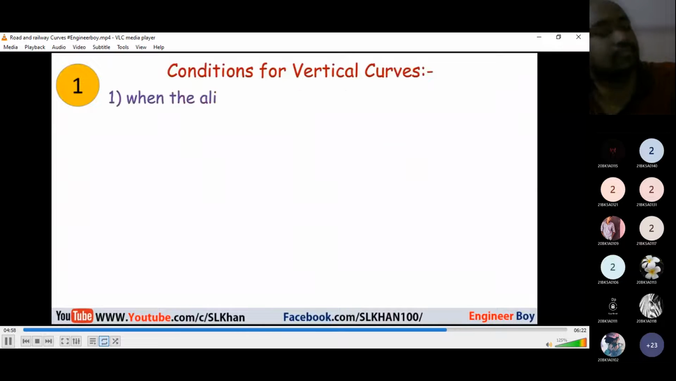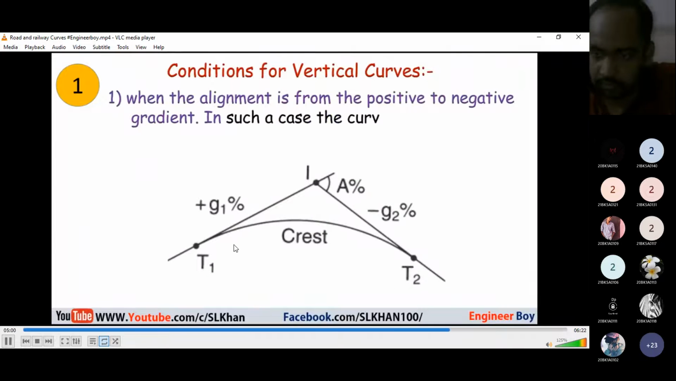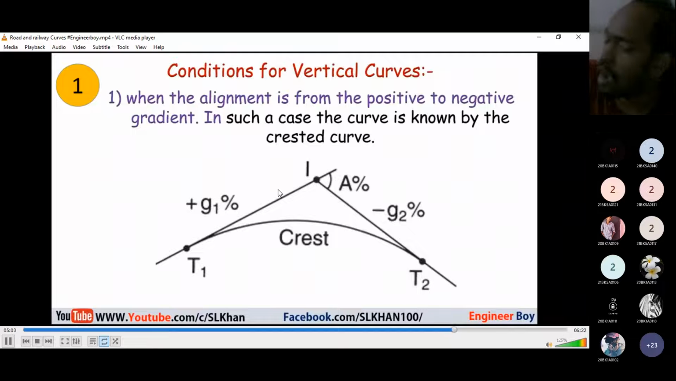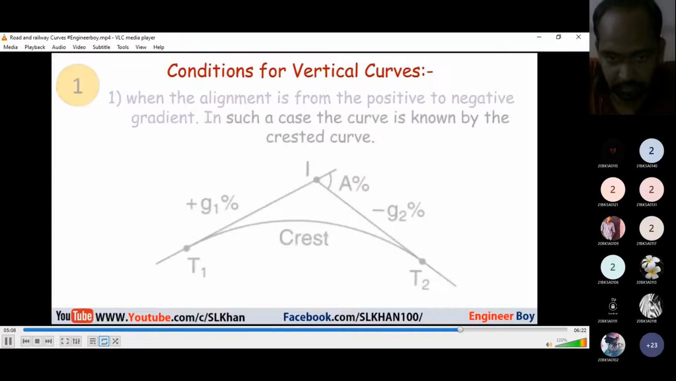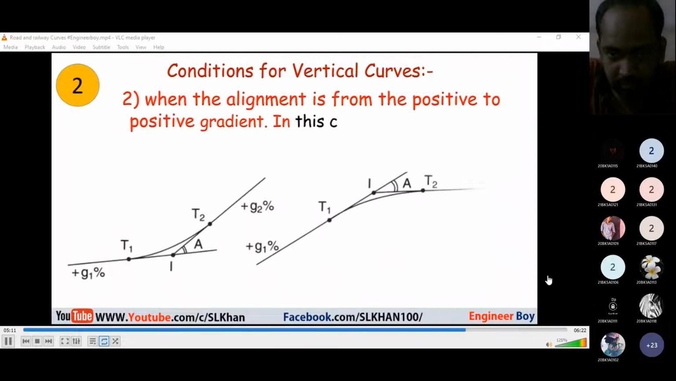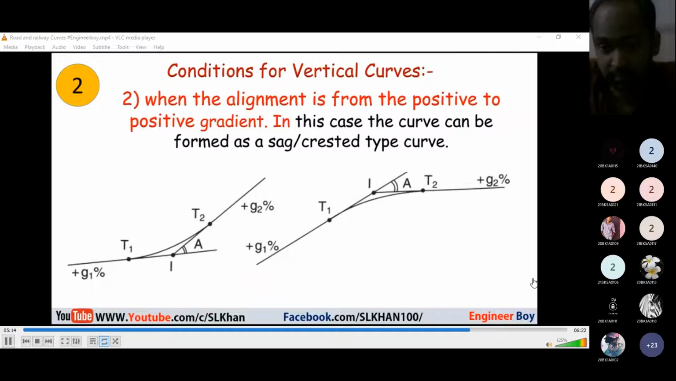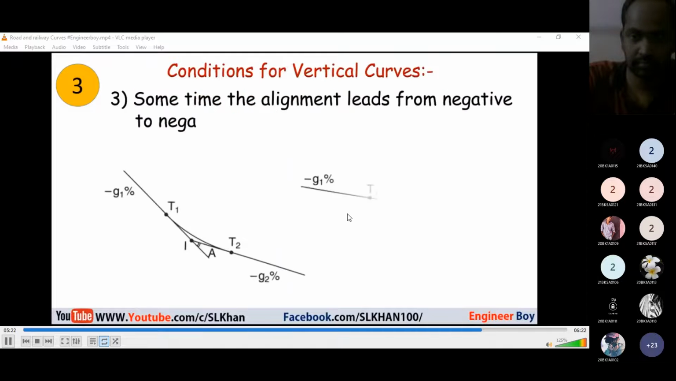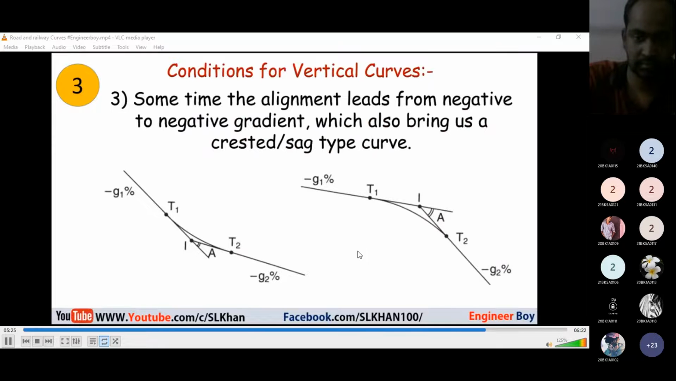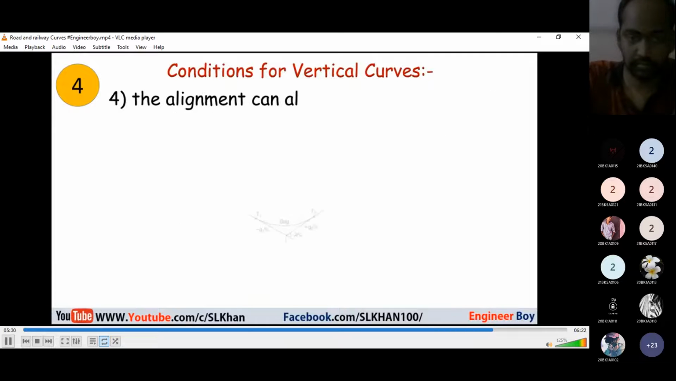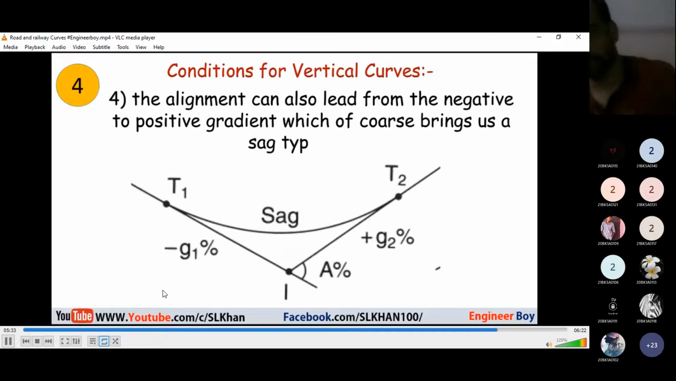Number one is when the alignment goes from a positive to a negative gradient. In such a case, the curve is known as a crest curve. In the second condition, when the alignment goes from a negative to a negative gradient, the curve is a crest type. Sometimes the alignment leads from positive to positive gradient, which brings a sag type curve. And finally, the alignment can also lead from negative to positive gradient, which of course brings a sag type curve.